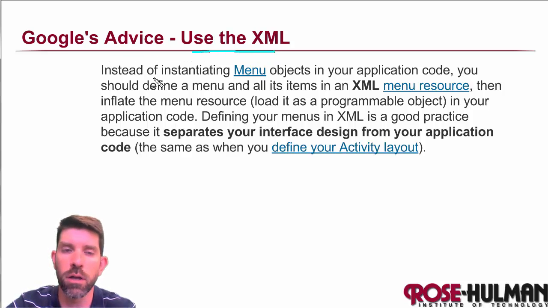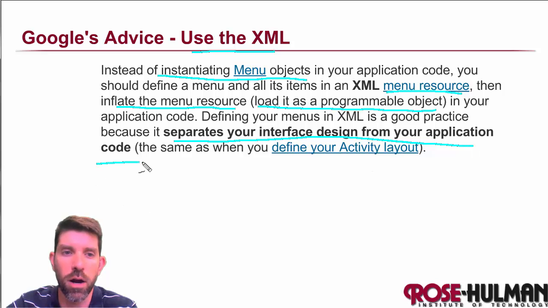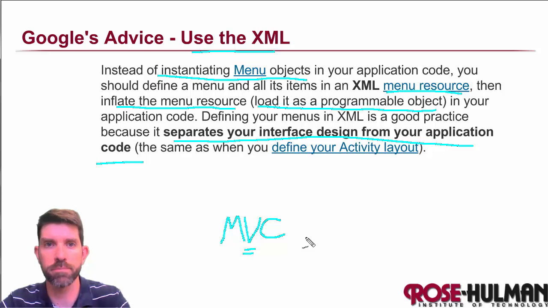So use the XML. Instead of instantiating them yourself, create an XML menu resource and inflate it, which means, of course, as we've seen all along here, to load it as an object in our code. And they say it's good because it separates our interface design from our code. I hope that sounds really familiar to you, right? That's our first whole unit here: model, view, controller. And to the extent that we can separate out the view, the better it is.